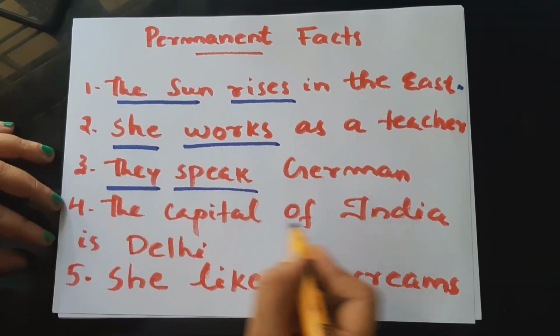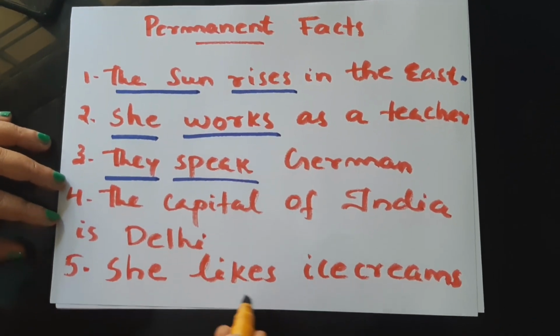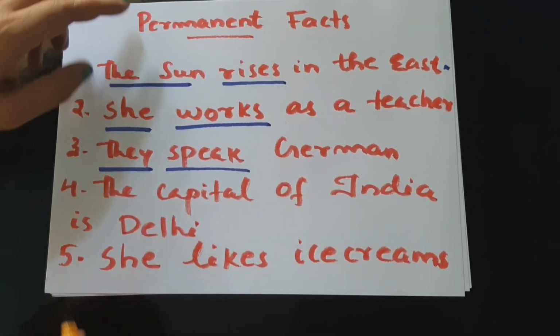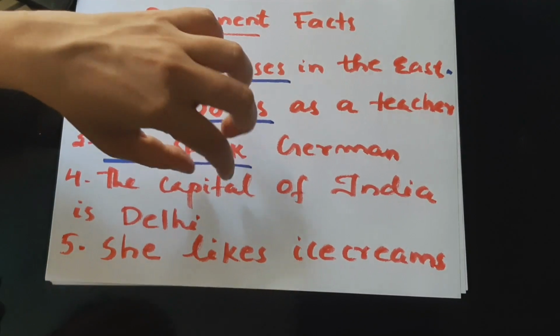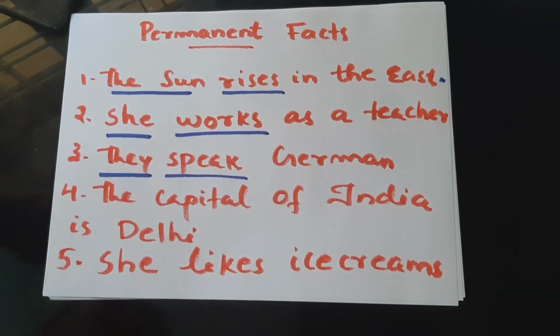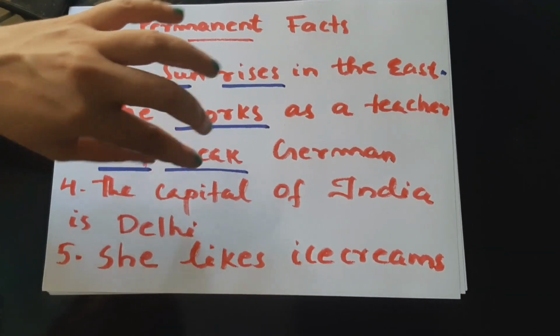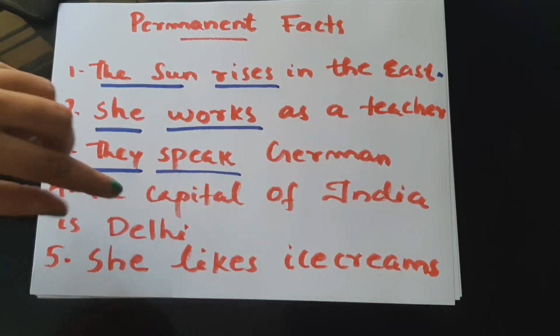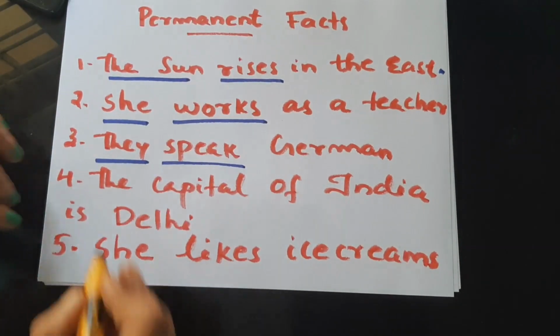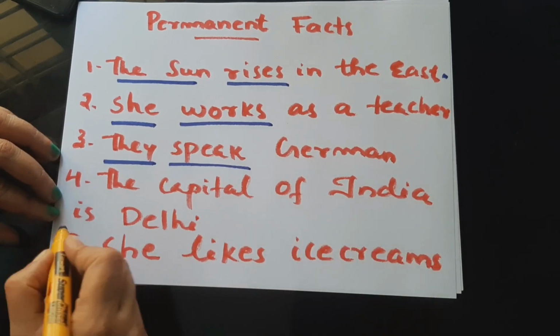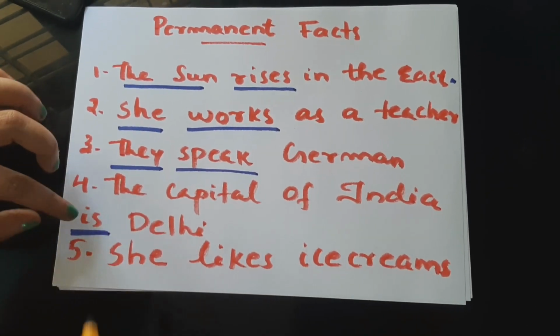Next, the capital of India is Delhi. For a long time it has been Delhi, isn't it? Our capital city. So that won't change. We can consider that it's a permanent fact. The capital of India is Delhi. That's why we use the simple present here.